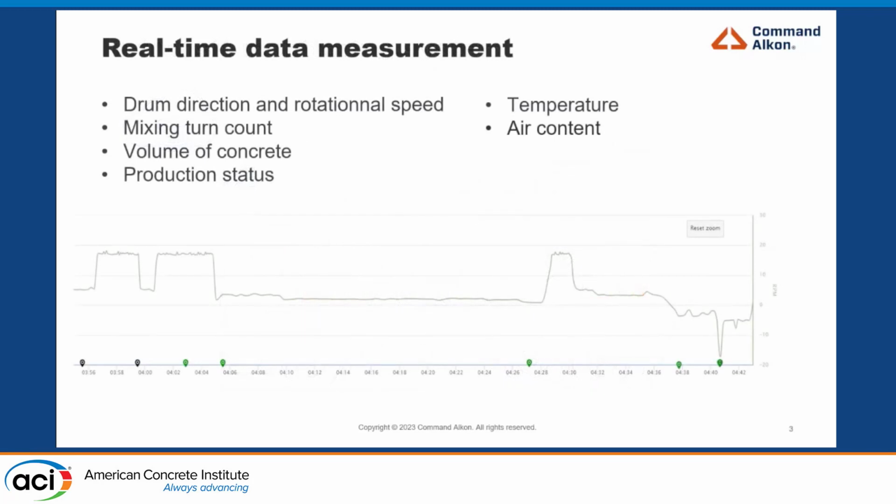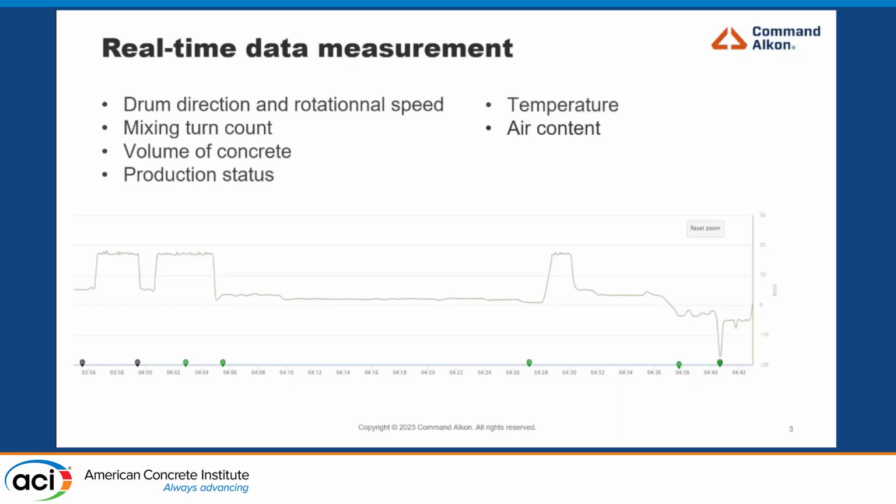As I said, the system itself is collecting a couple of different properties. You've got a list of them here: the RPM of the drum, the turn count, volume of concrete, production status, temperature, air content. But what interests us the most today is the slump. At the bottom of the slide, you've got what the customer can see on a website. So it's basically a typical load of concrete.